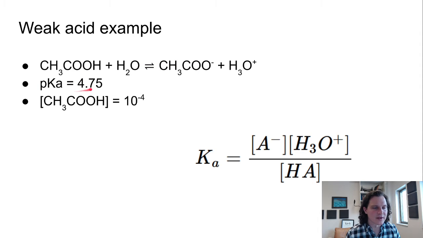This reaction has a pK of 4.75, and we're going to add 10 to the negative fourth moles per liter of acetic acid. And just remember we have this Ka equation. So I'll switch back to hand drawing and we'll go ahead and solve for this.